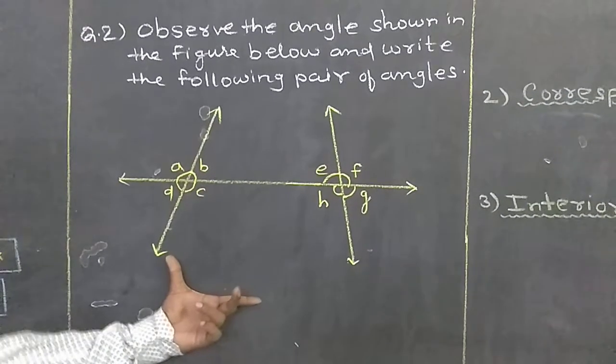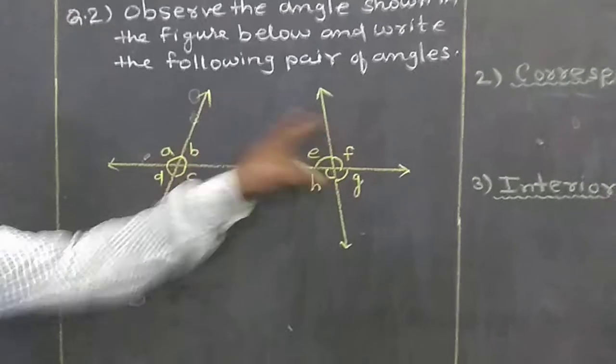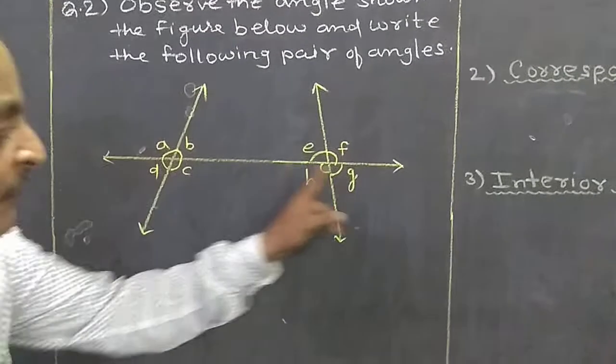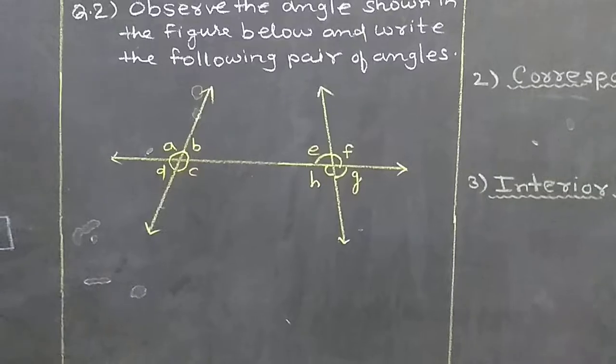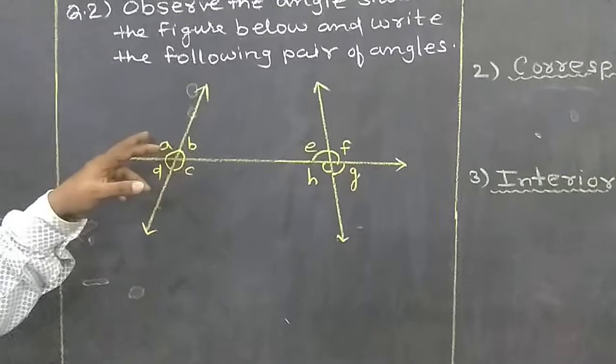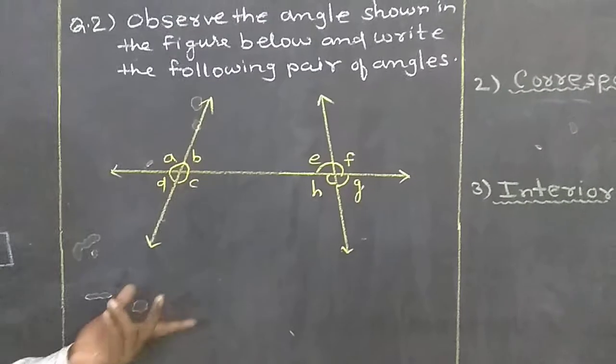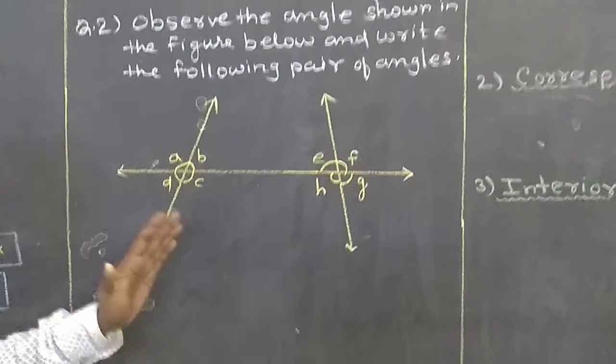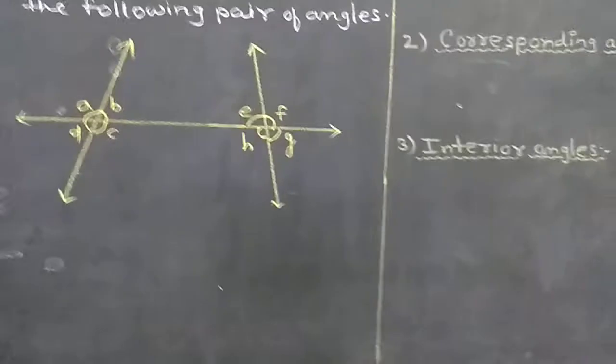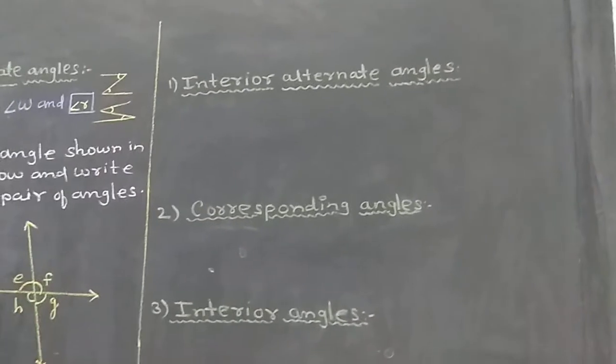Now see, here also these two lines are given, and this line is given as a transversal line, and due to this transversal there is a formation of 8 angles here also. 1, 2, 3, 4, 1, 2, 3, 4, altogether it is 8. Now according to this we have to write down interior alternate angles. Here also you have to write down which pair will be interior alternate angles.